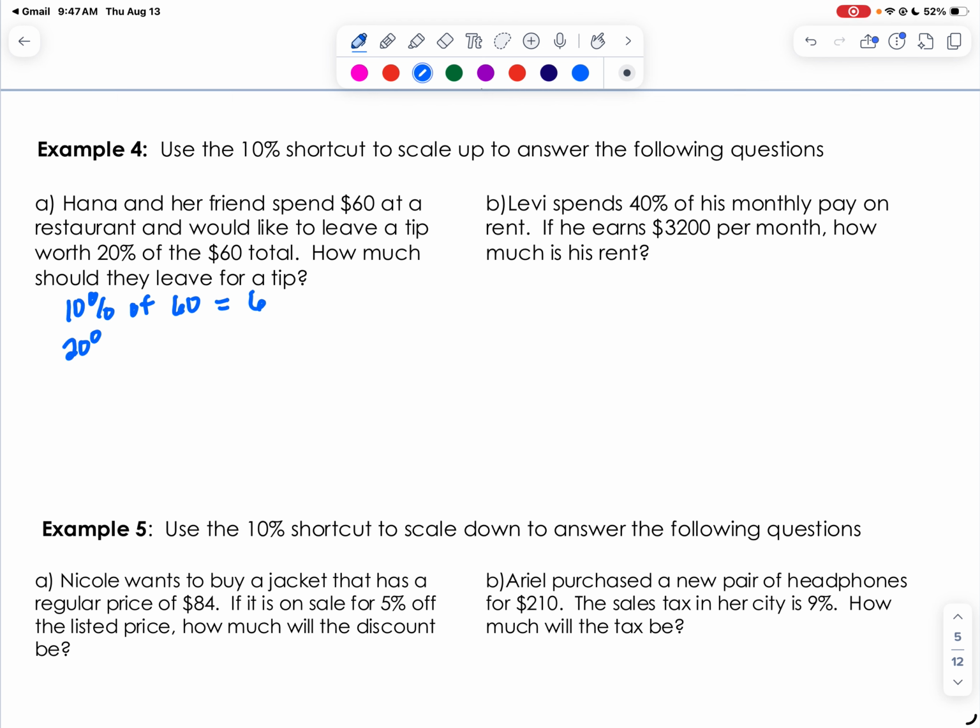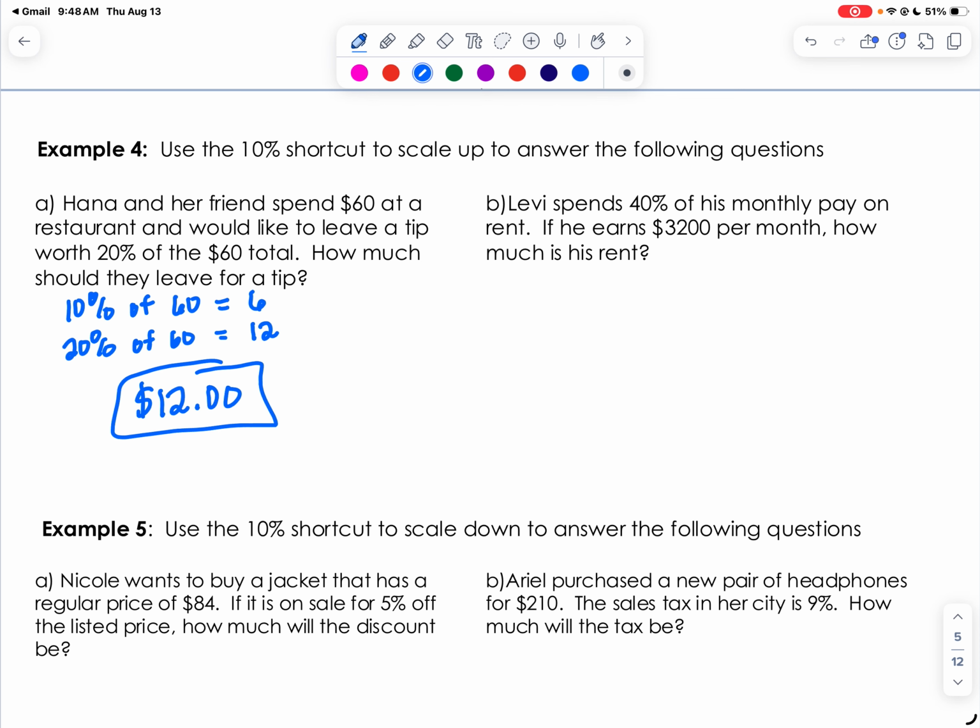So 20% of 60, if 10% of 60 is 6, then 20% would be double that. So 20% would be $12. So how much should they leave for the tip if they want to leave 20%? $12.